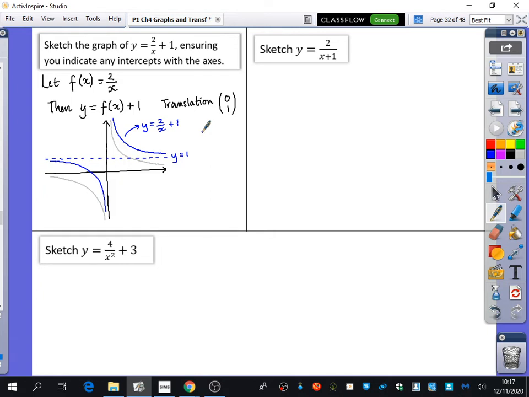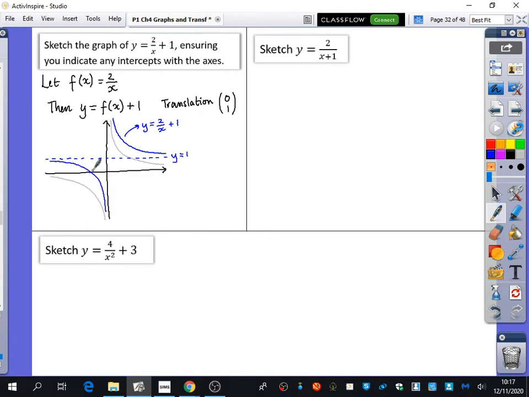But it did ask for something else as well. It says indicate any intercepts with the axis. I don't know if it's going to cross at 1. This dotted line I've drawn here, by the way, this dotted line is not a part of the graph. This dotted line is an asymptote. It is to do with the graph, but it is not the graph. So I need to find out this point where it intercepts here. How do I find out where it intercepts at this point?